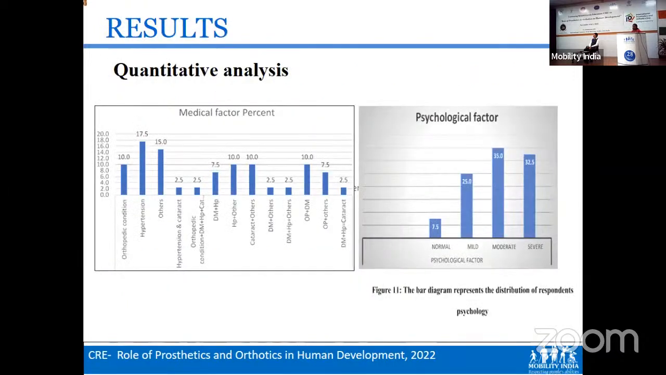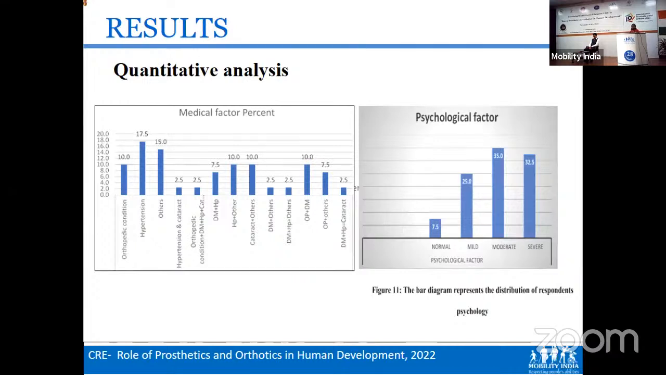And my results. As I mentioned previously, my study has a mixed method, both qualitative and quantitative. First, we will discuss the quantitative analysis. In older adults, the main cause is medical conditions. Here you can see there is 17.5% hypertension, only hypertension, among the older adults who were facing medical problems. Here I have considered some of the medical conditions, single as well as combined, and psychological factors.